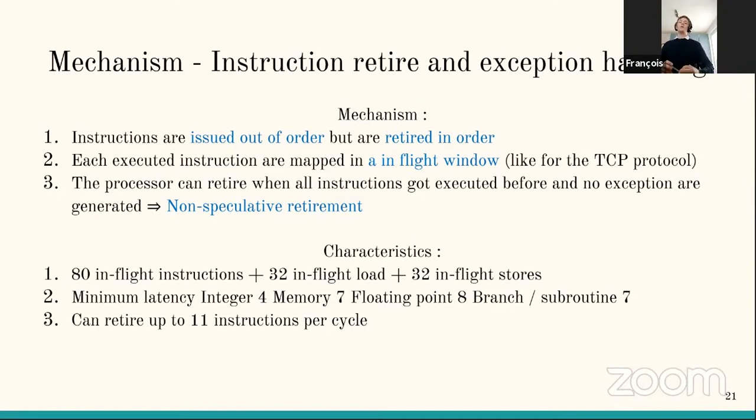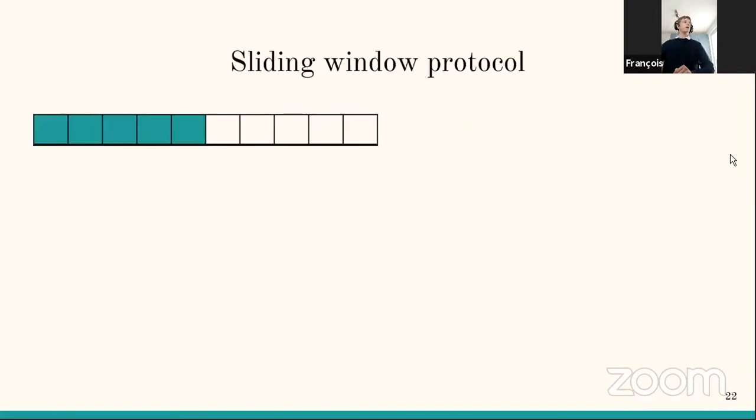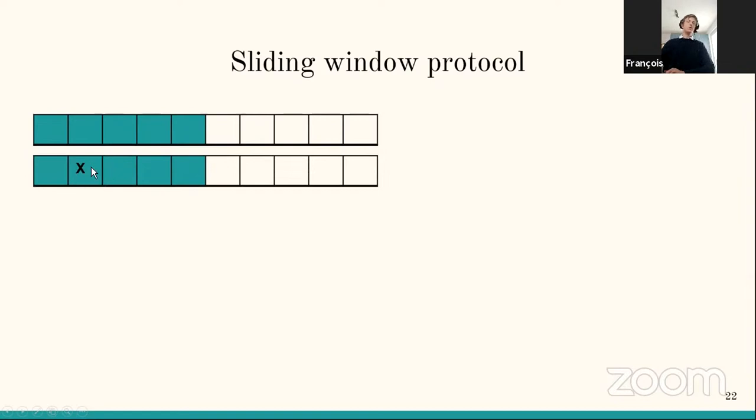So now let's have a look at the sliding window protocol and how it exactly works. Here, assume this part here is the next instruction that we need to retire. And then here there are the next instructions. So assume first that we get the second instruction.